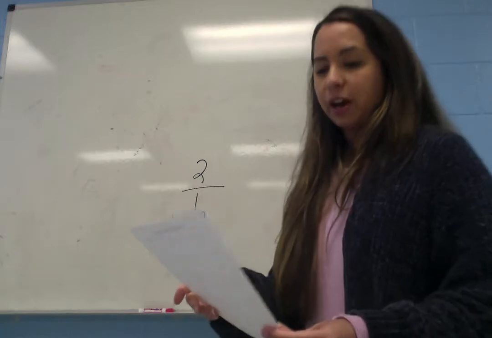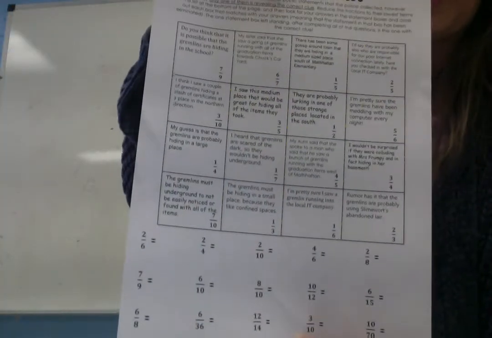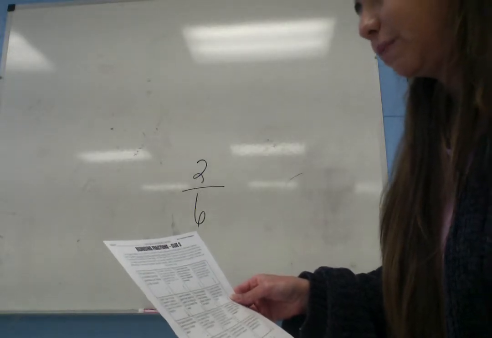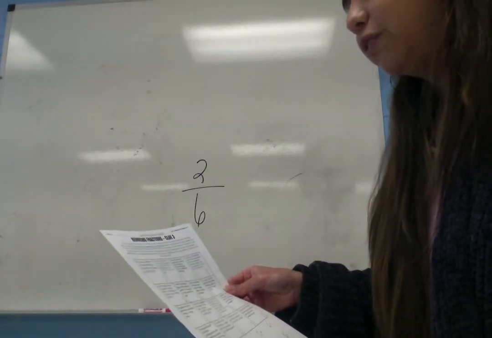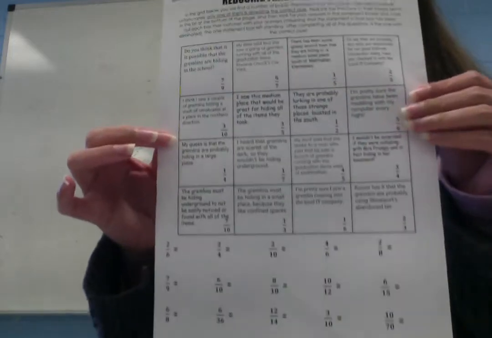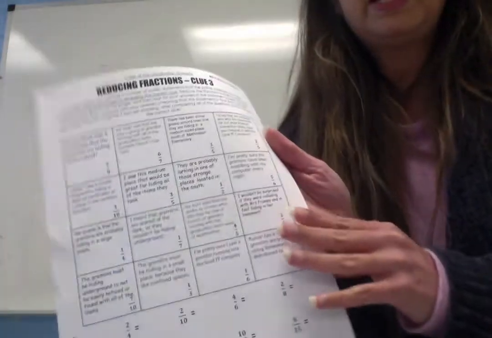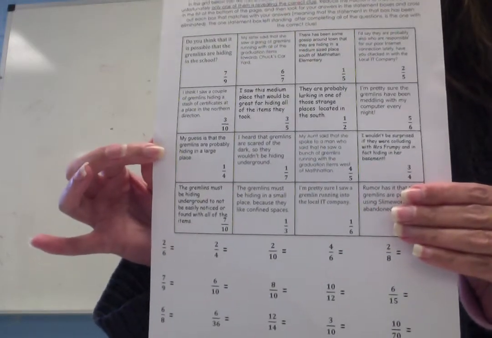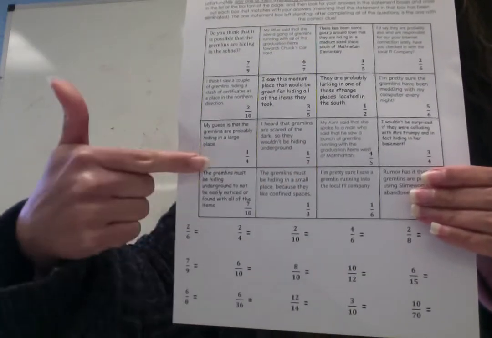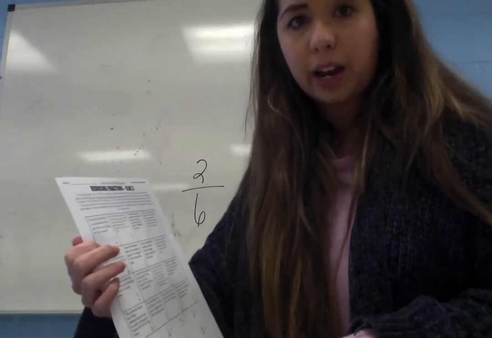Before I show you how to reduce this fraction, in your assignment you will have a grid like this. It says, in the grid below, you will find a number of public statements that the police collected. However, unfortunately, only one of them is revealing the correct clue. You'll see these statements on your paper in Zoom, which will be easier to read. After you solve all of these fractions, you're going to have one statement in the grid that's left, and that one statement will reveal the correct clue.